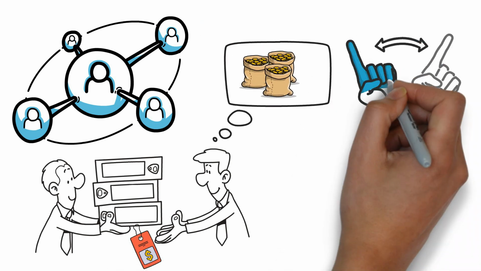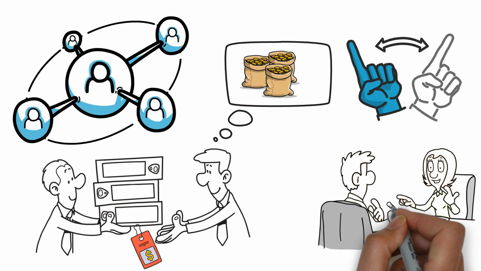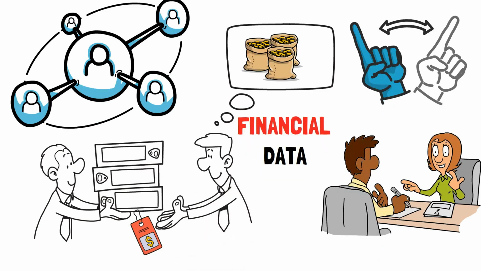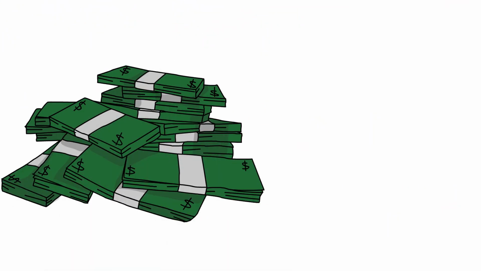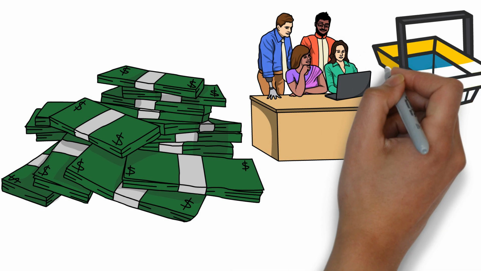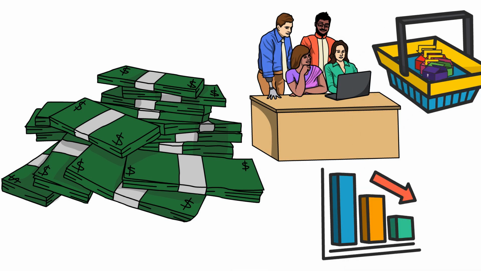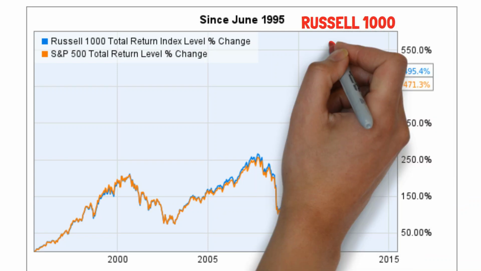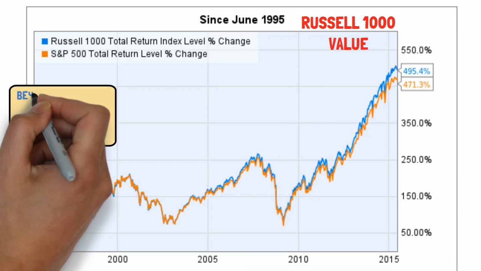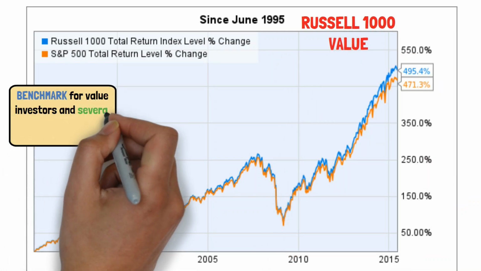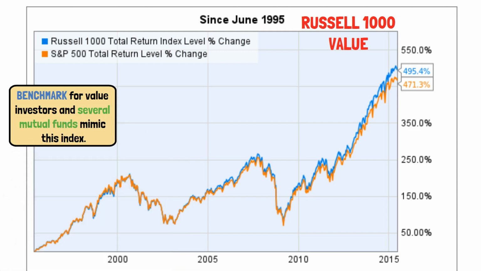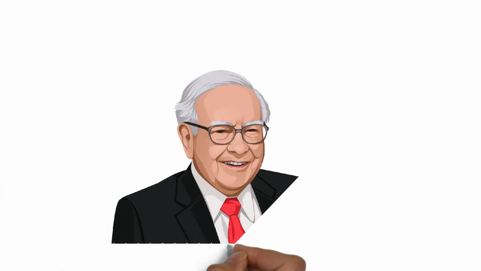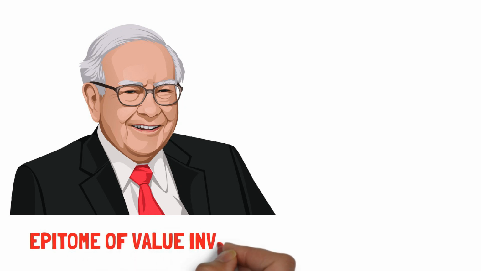It's not necessary for value investors to comb through volumes of financial data to find deals. Thousands of value mutual funds give investors the chance to own a basket of stocks thought to be undervalued. The Russell 1000 Value Index, for example, is a popular benchmark for value investors, and several mutual funds mimic this index. People often cite legendary investor Warren Buffett as the epitome of a value investor.